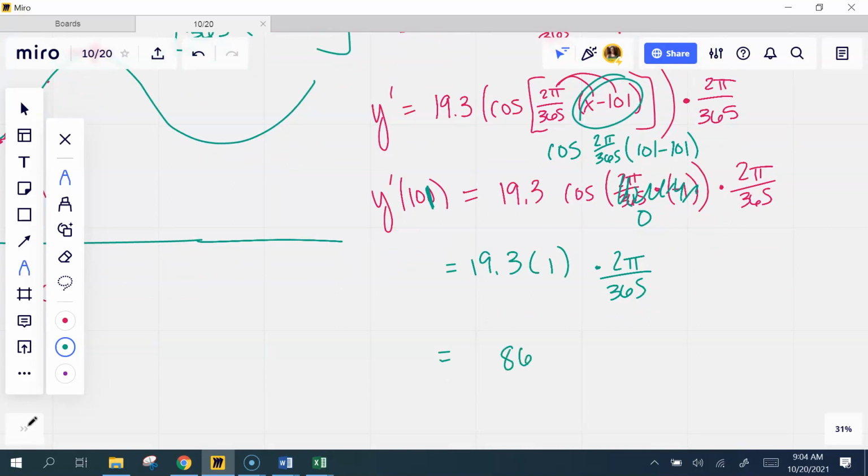6, 18, carry 1. I just doubled 19.3. So is that the answer? That's the answer. And that would be, remember, degrees per day. Don't forget those units.